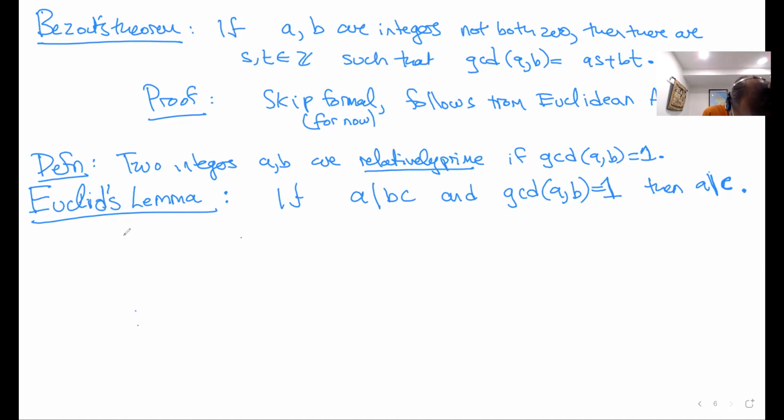So let's prove this lemma. This is where Bezout's theorem is going to be crucial. There's a tricky, sneaky proof. I actually don't know how people originally came up with this. It's the first, I would say, really clever thing in this course, to use Bezout's theorem to prove Euclid's lemma.